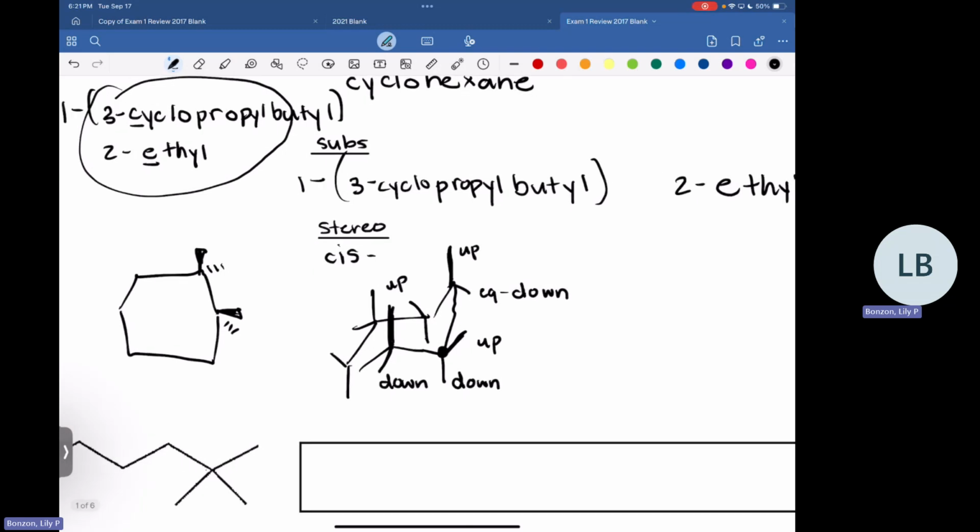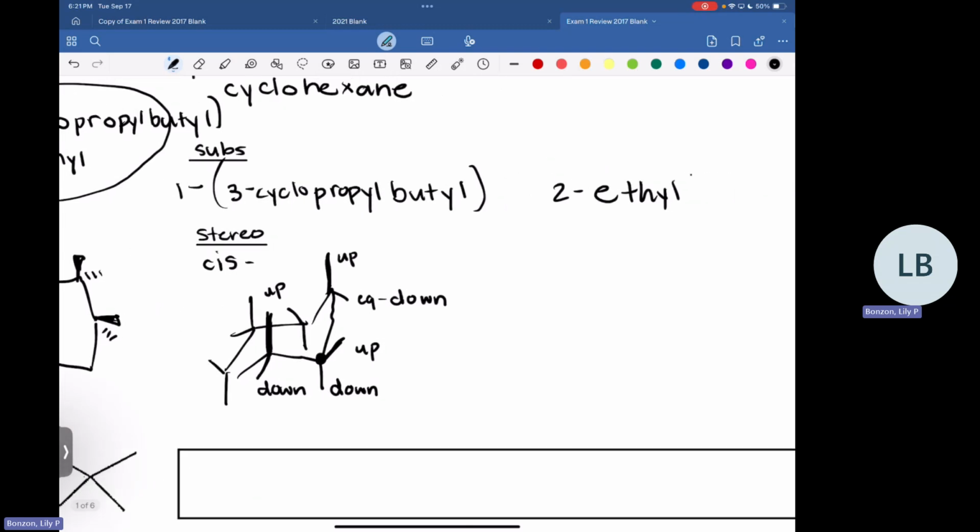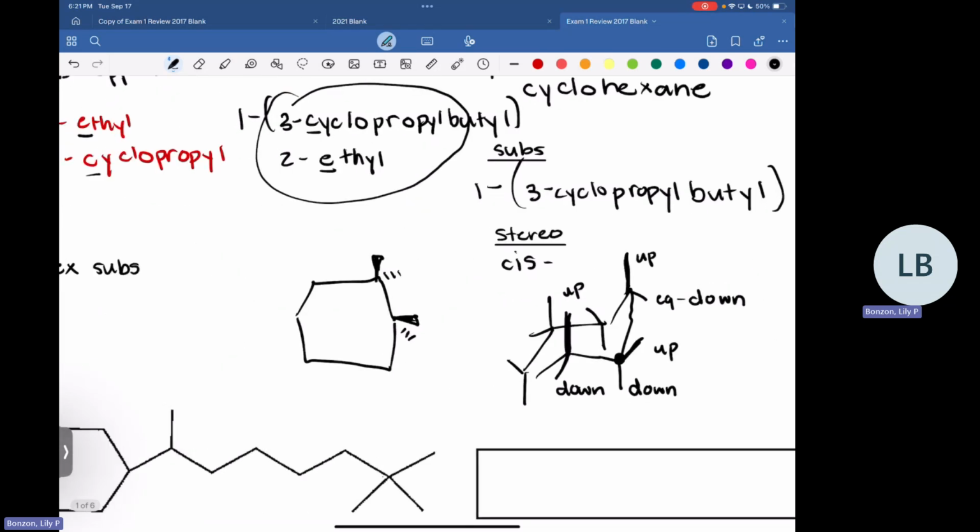And so you're going to look at where each of your substituents are on that chair conformation. If they're both up, or if they're both down, then that would be cis. If they're up and down or down and up, that's going to be trans. And then again, for the wedges and dashes on the regular hexagon, if they're both wedges, that would be cis. If they're both dashes, that would be cis. And if they're different, that would be trans.